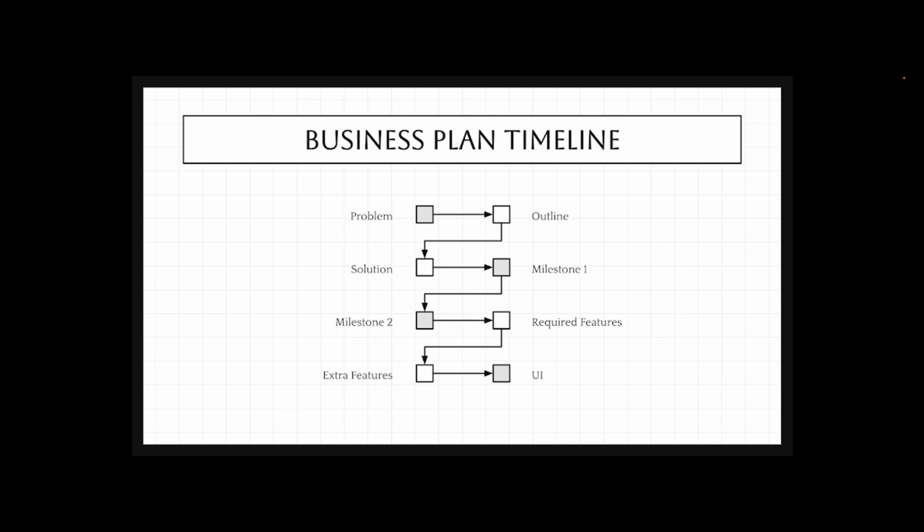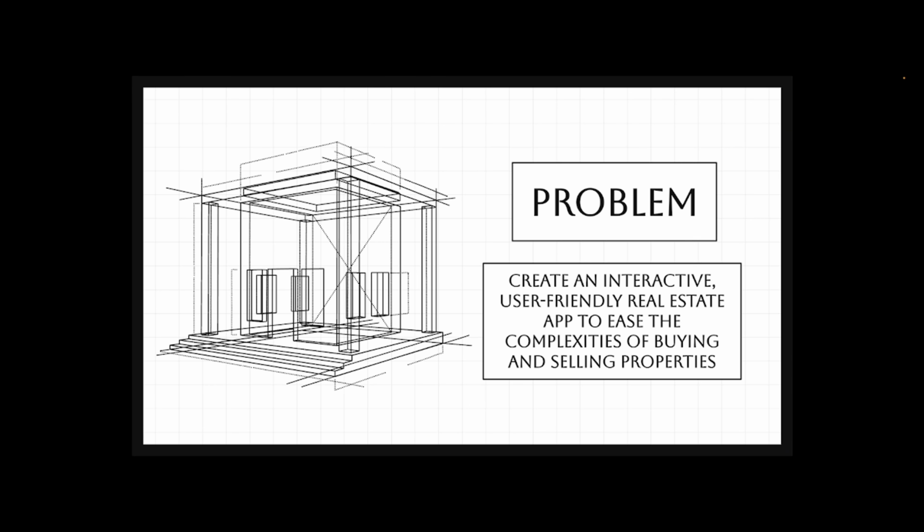Then we're going to go into milestone one, and then milestone two. We're going to explain the required features and the extra features that we did add. And then we're going to go over to the UI of the application to go in detail upon what is shown upon the app. So we're going to start off with the problem.